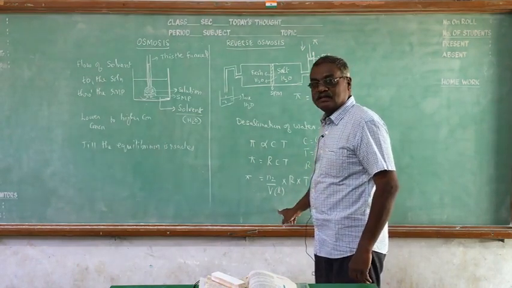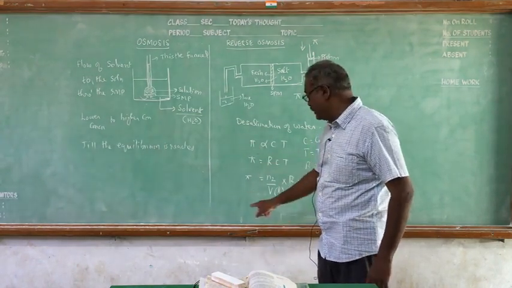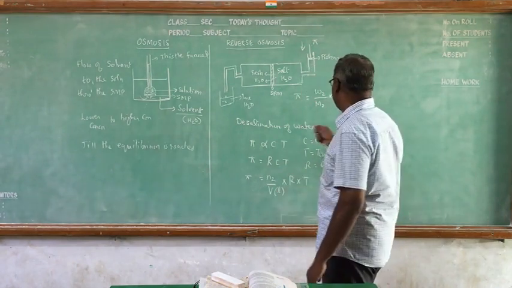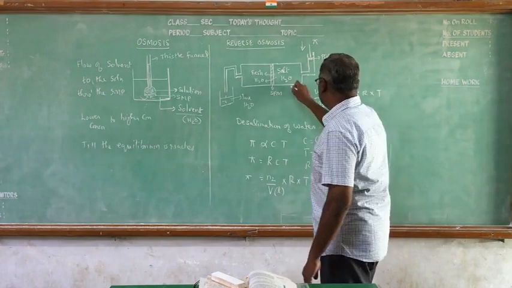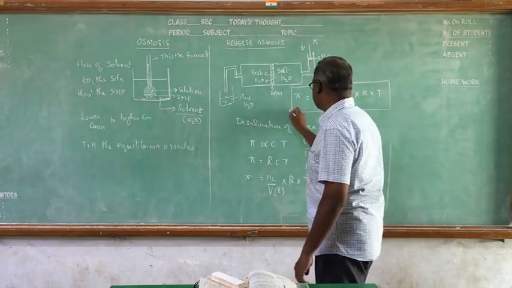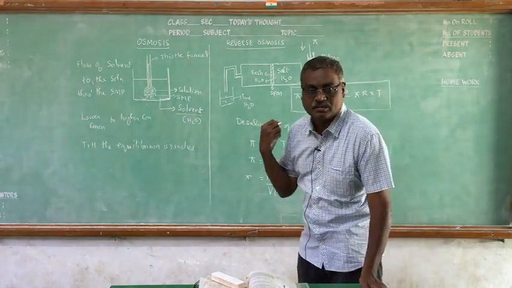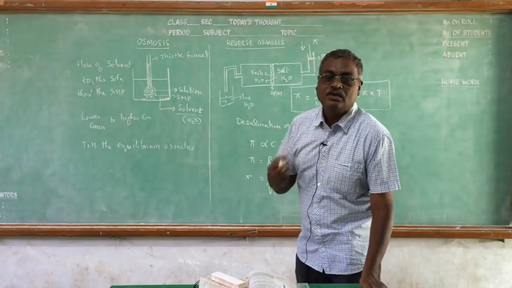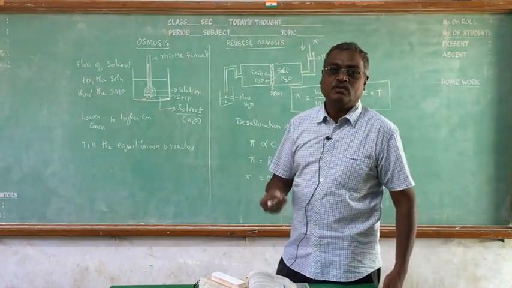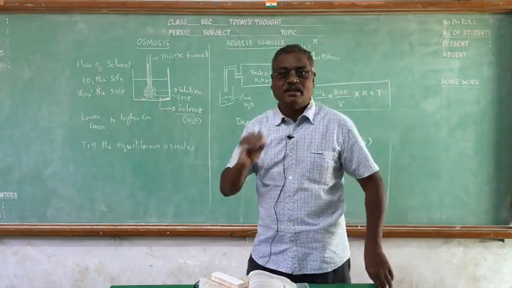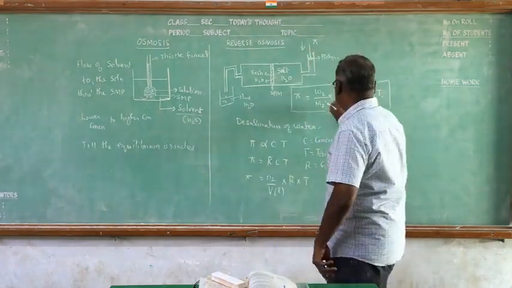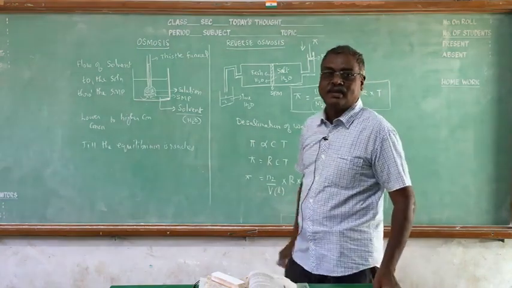It is in liter. Suppose if I want to write in ml, divided by 1000, that 1000 will go to the numerator, into R into T. So this is the expression for osmotic pressure. This is the important expression. Using that, we are finding out the molecular mass of the solute. In all the 4 cases, we are finding the molecular mass of the solute. M2 only we are calculating.